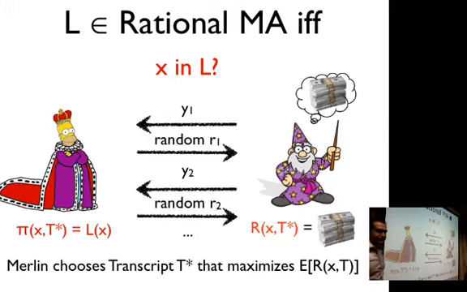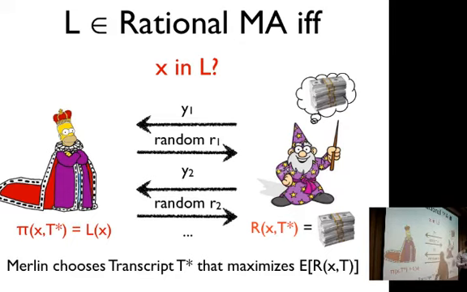Okay, so you're saying that X is in L if there exists a transcript that simultaneously maximizes Merlin's revenue function. No, that's not what I'm saying. I'm saying the language has a rational proof if there exists these functions R and Pi, and if X is in L, there's going to be a unique transcript that maximizes the expected reward. There's always, for whatever X is, there's always going to be a unique transcript that maximizes the expected reward.